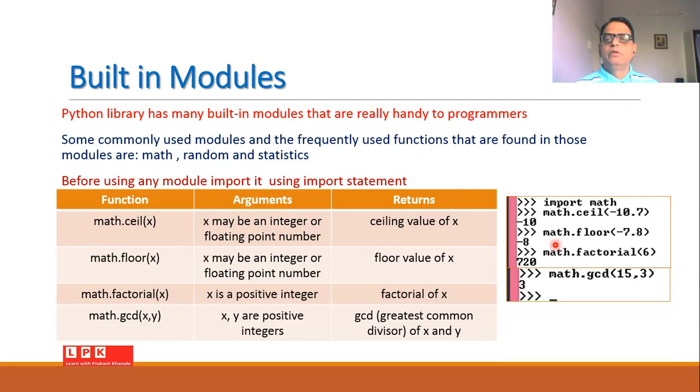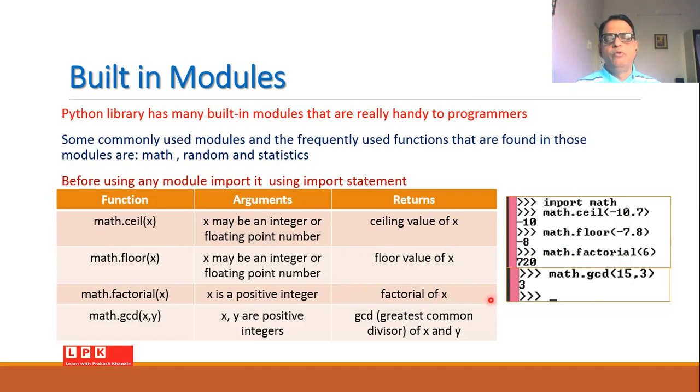If you want to compute the factorial of a number, then you do not need to write a program in Python. The function is readily available. Math.factorial(x), where x is a positive integer, will return the factorial value of x. So for example, if I write math.factorial(6), then I will get the value 720.